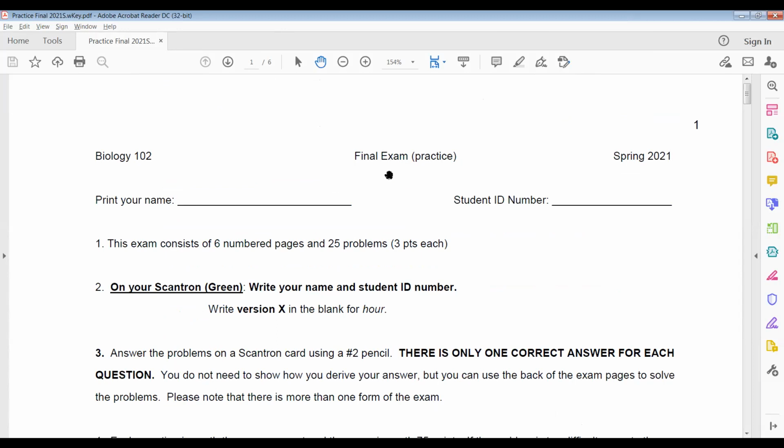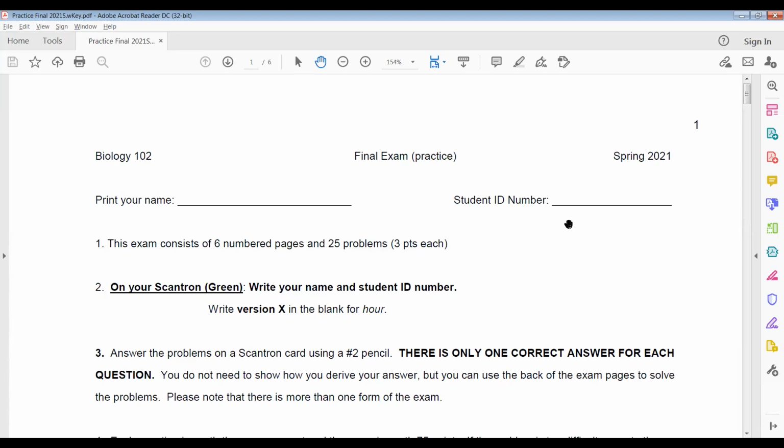So today we're going to go over the practice test. I hope some of you have had a chance to look at this practice test. Our real final, which is on Monday evening, 7 to 10, will look something like this.